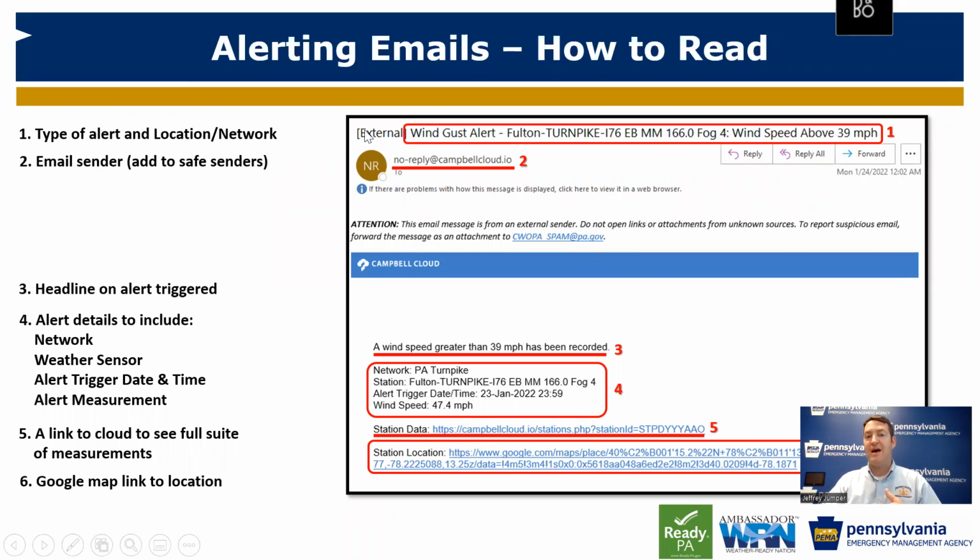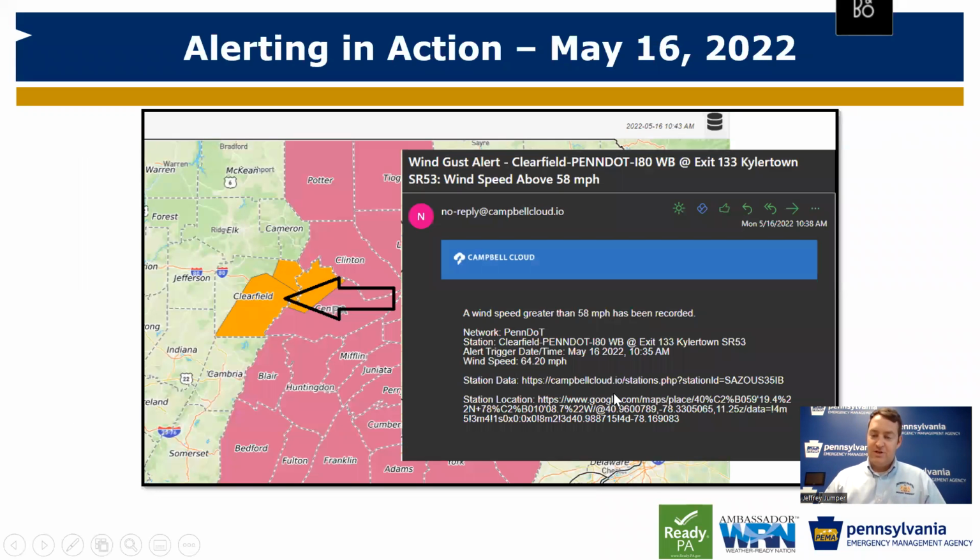Here's what the emails look like. As soon as you get in your mailbox, you'll note the alert that's triggered. It's coming from our vendor, which is Campbell Cloud. And then the trigger in the body of the text: greater than 39 miles per hour. That was our trigger. The network, the station, the trigger date and time, and the wind speed. So this is a 47 mile per hour wind speed, triggered at 11:59 at night. I got into my mailbox 3 minutes later, 12:02 in the morning. It also gives you additional information as to where the site is, and you can also go into the Campbell Cloud and see trends leading up to that.